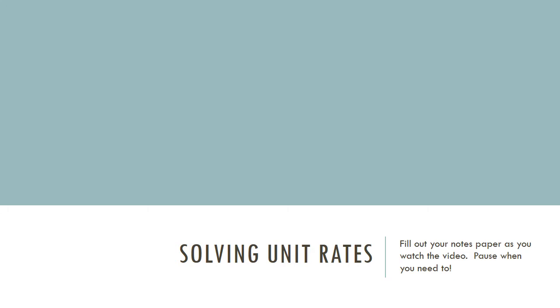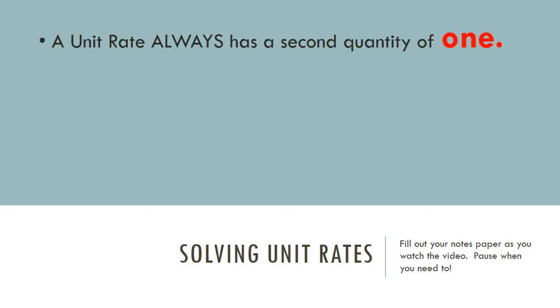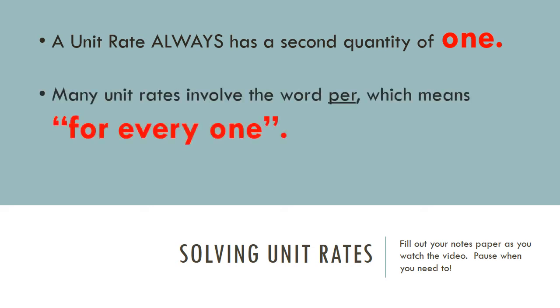So two important things came out of that first video that we need to remember. The first thing is that a unit rate always has a second quantity of 1. That second number is always going to be 1. And oftentimes our unit rates are going to use the word per, which means for every one. So some of the examples were like the speed limit is 65 miles per hour, meaning that you can go 65 miles for every 1 hour.